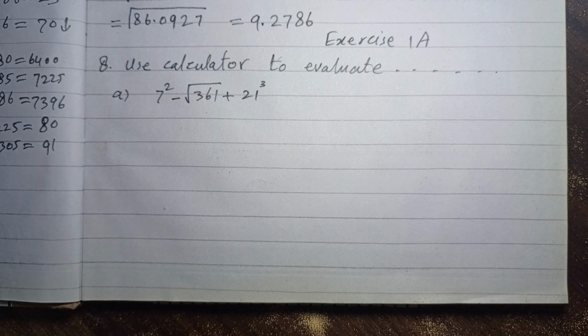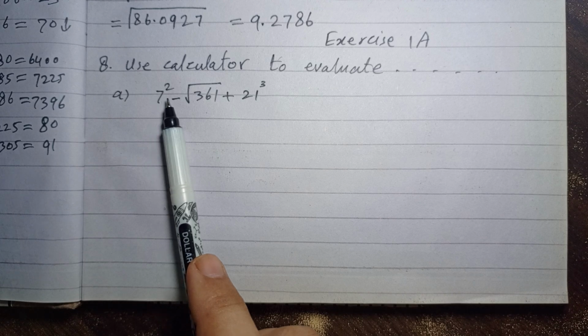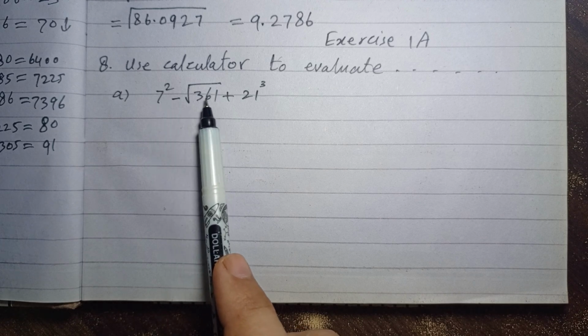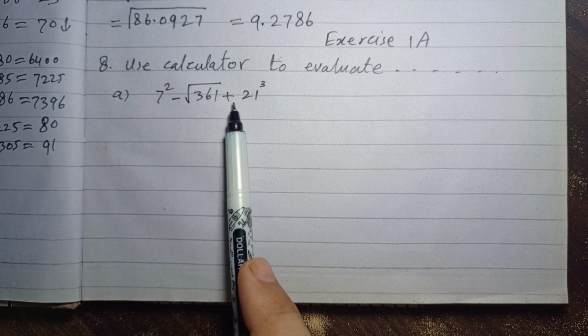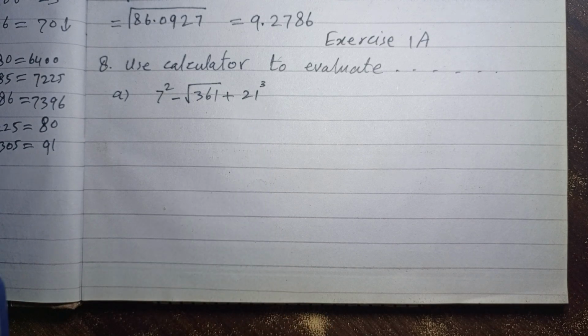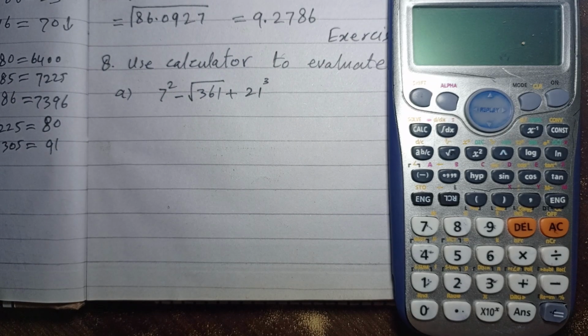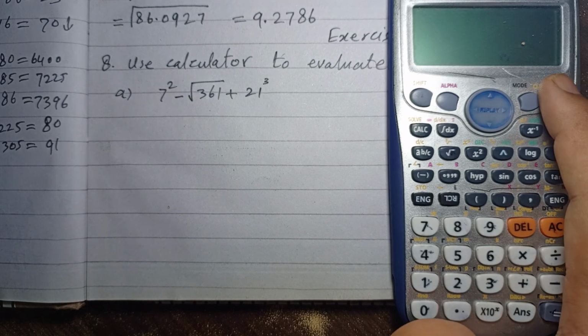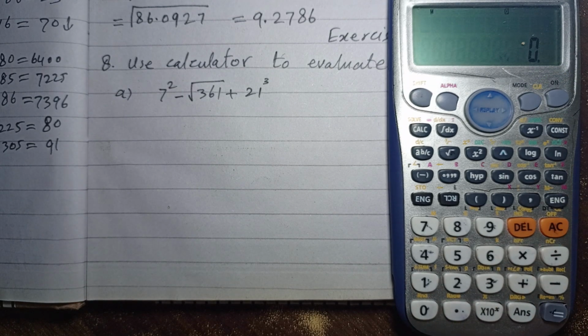Yes student, see its first question: square root of (7 square minus 361) plus 21 cube. We have to solve it by using a calculator. Dear student, see here the calculator. I have turned it on.